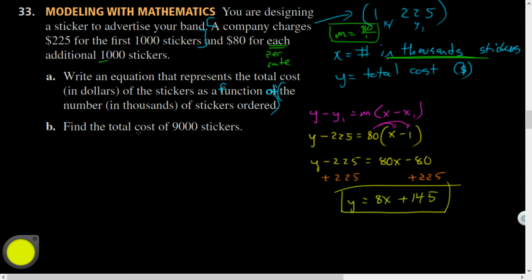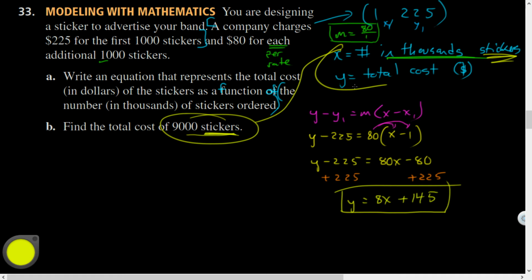Now they ask the question: find the total cost of 9,000 stickers. Does this represent X or Y in my equation? Here are my variable names. What are your thoughts? Where would I plug 9,000 in this equation? Well, 9,000 is measured in stickers, so that's why I'd plug it in for the X. We're going to solve for Y, which will give us the total cost.